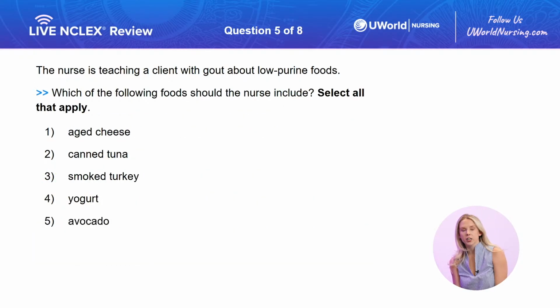Question 5. The nurse is teaching a client with gout about low purine foods. Which of the following foods should the nurse include? Select all that apply. So we're looking for our low purine foods. Is it aged cheese, canned tuna, smoked turkey, yogurt, or avocado?